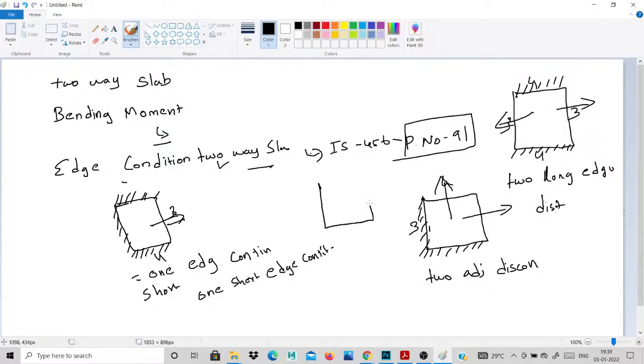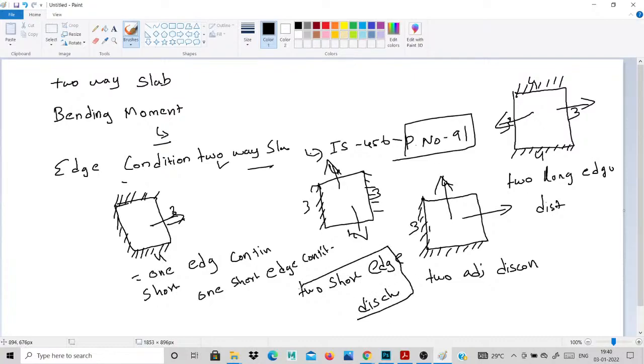This slab is the same kind of case. This is the 4 meter, this is 3 meter, 4 meter, 3 meter. Simply draw this slab. The 3 meter edge is discontinuous and the 4 meter is continuous. So this is two short edges discontinuous. Then you take this value for alpha x and alpha y. These are the edge conditions.